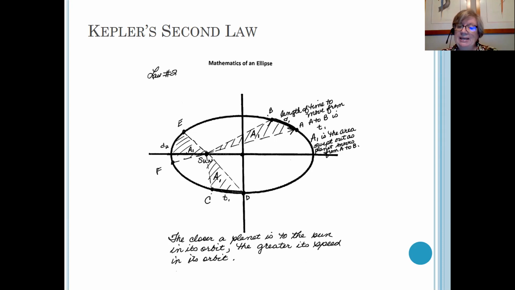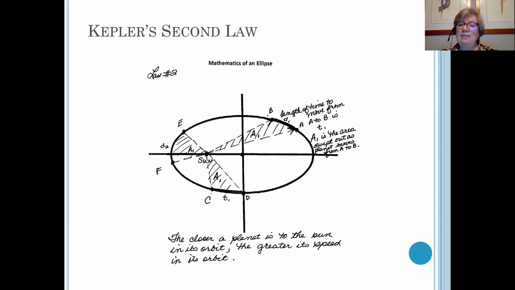The closer a planet is to the sun in its orbit, the greater its speed in its orbit. And that makes sense if you think about those arcs on the ellipse. D1 has to be shorter than D2. But if it takes the planet the same amount of time to move from here to here as it does here to here, the velocities are different. That's what that second law is saying.